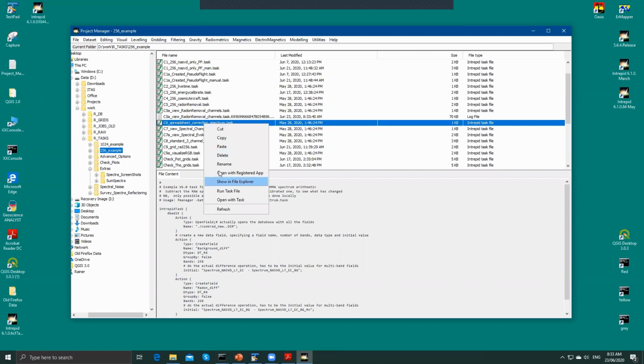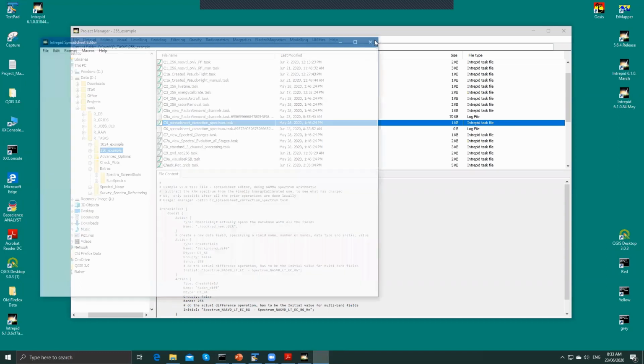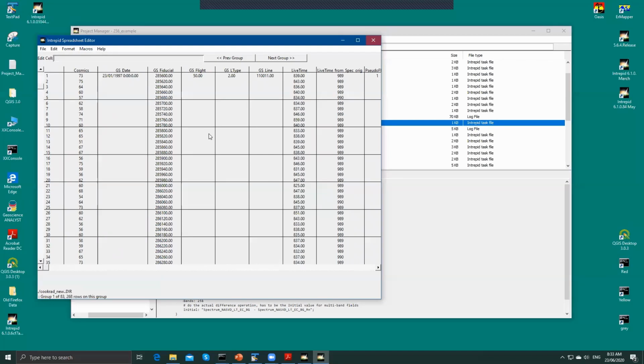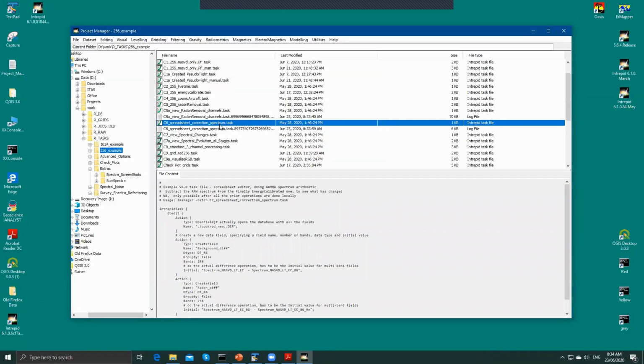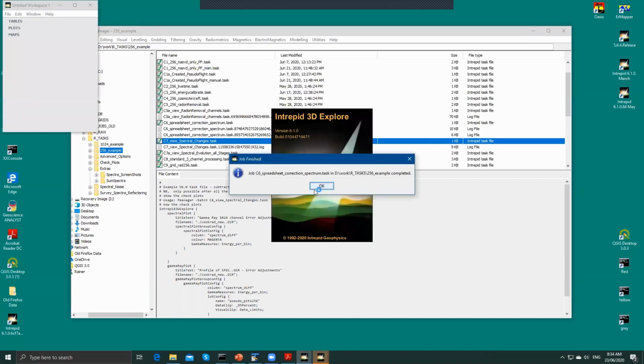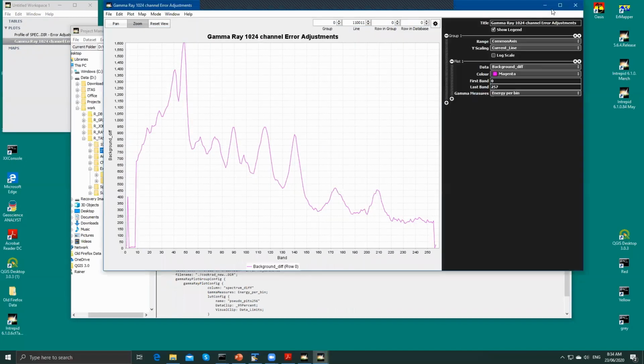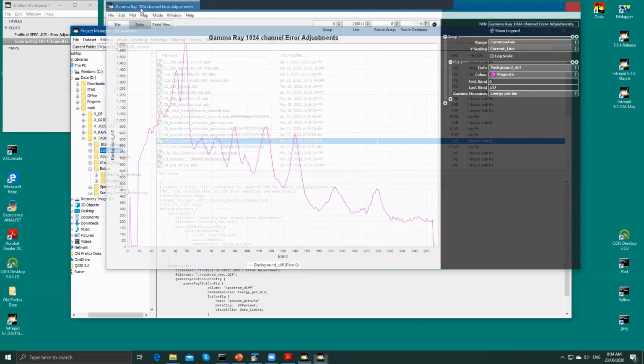So let's again open with the task file. Oops, I don't want to have a spreadsheet editor. Oh, sorry. It just creates differences between the one and the other. So we have to run that. It's a DB edit task. It just creates a difference between the input and the output spectrum. And what I wanted to show you is view spectral changes. That one we can open with the task file. Again, it goes into 3D Explore, and oh, hold on, it was too quick.